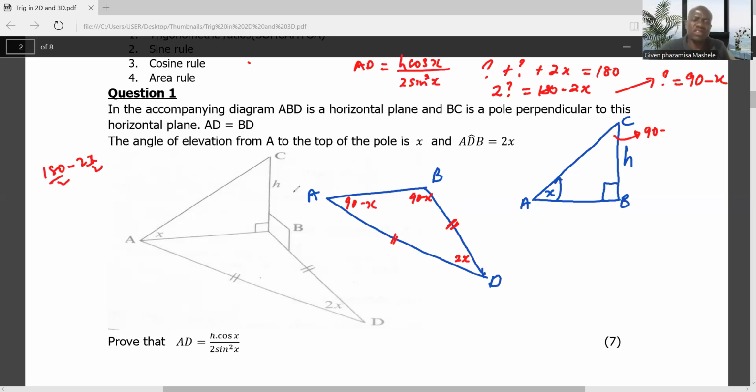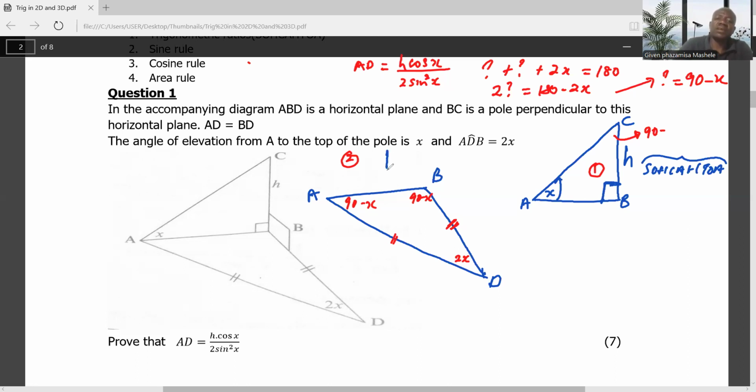Then now, since we have two triangles, let's check something before proceeding. Let's now identify the type of triangles we are dealing with. The first one, let me just call this number one, and let me call this two. In the first triangle, we have a right angle triangle because this is an angle of 90 degrees. So it means in the first triangle, we can use SOHCAHTOA. SOHCAHTOA is applicable in the first triangle.